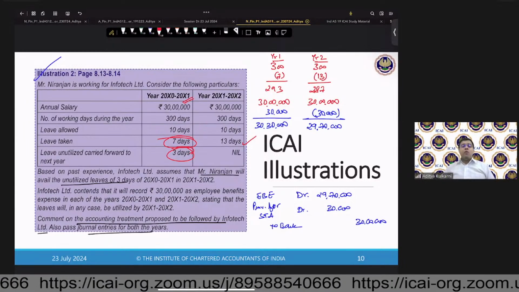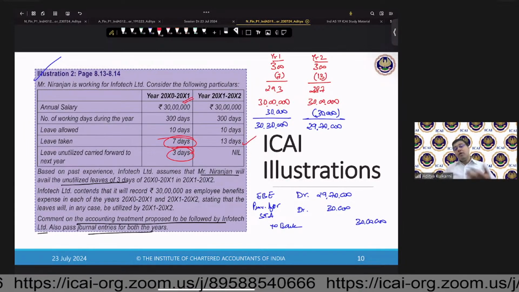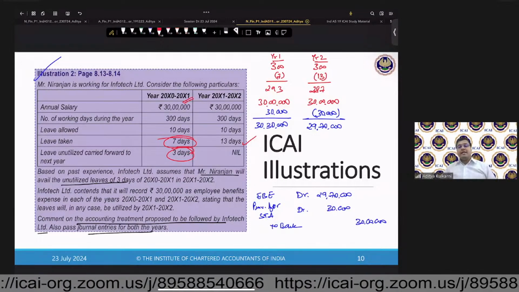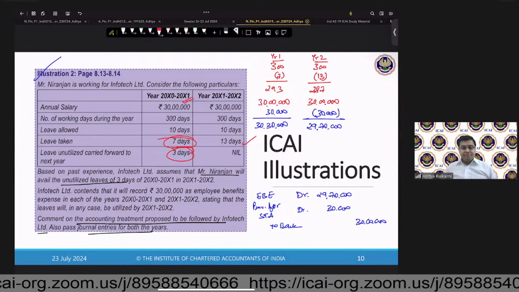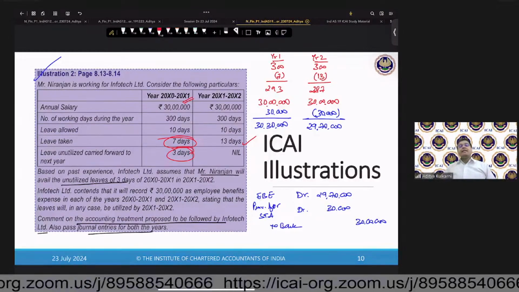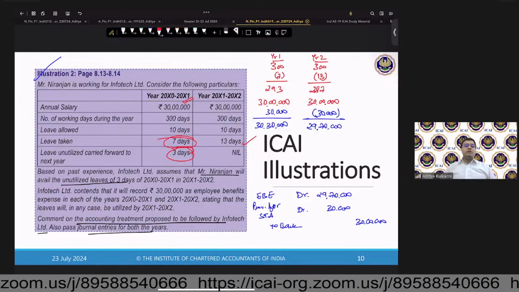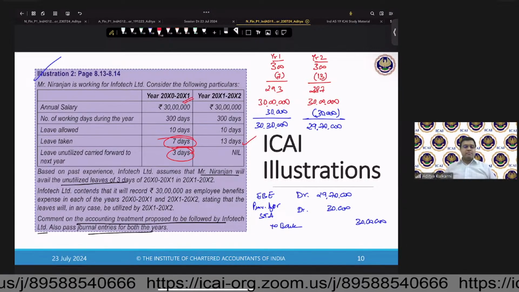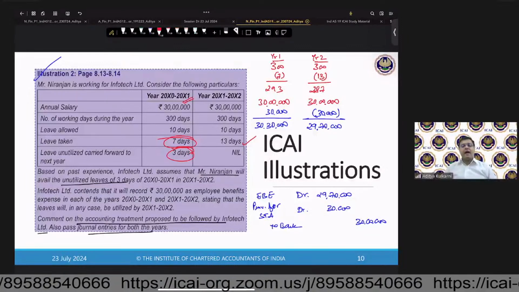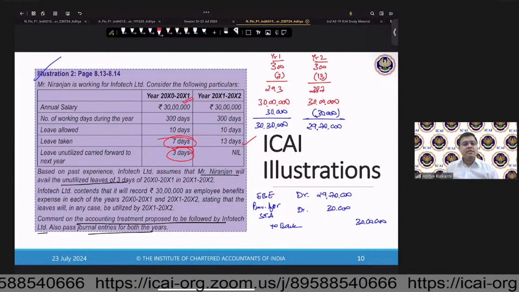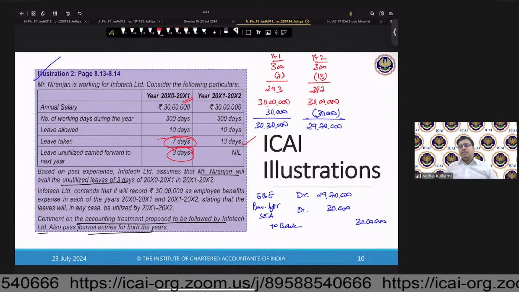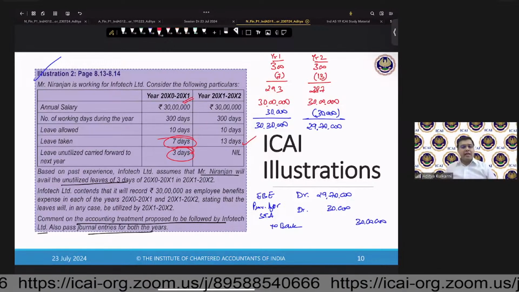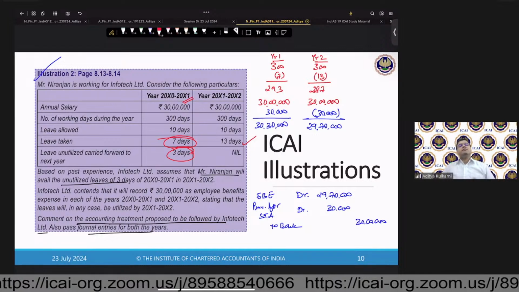Yes or no? Now, if that be the case, how do I do the accounting? Suppose I estimate he will utilize 3 days, but he has utilized only 1 day. I estimate that he will utilize only 2 days, but he utilizes all the 3 days. I estimate he will utilize nothing, but he still utilizes all the 3 days. Are you able to understand the various permutations and combinations which are possible? Yes. So when such a scenario is there, this works on the basis of estimate.